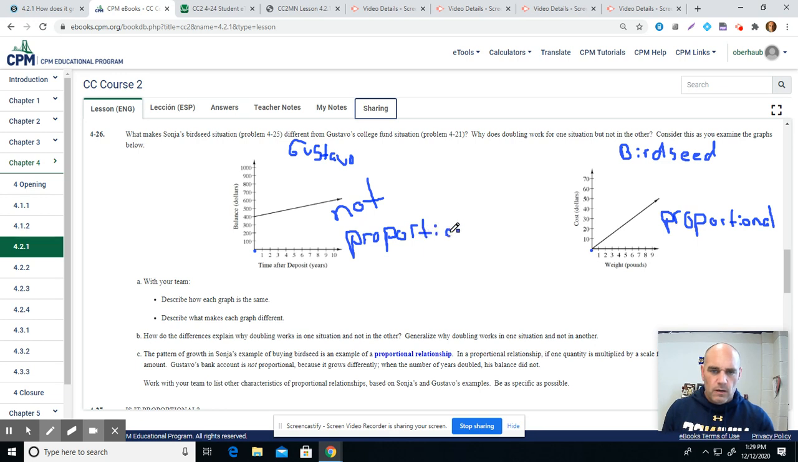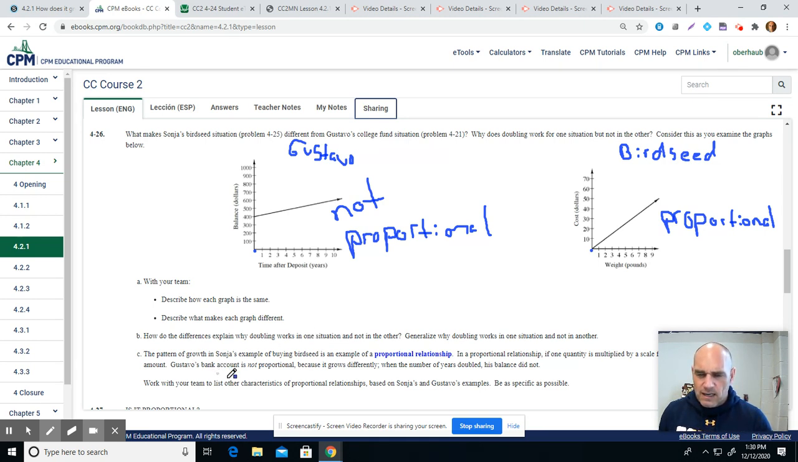Proportional. All right, it has to start at 0, 0, and it has to be a straight line. This graph doesn't start at 0, 0. All right, it is a straight line, but this is not proportional. And this is why Gustavo couldn't double his years and then double his amount of money, because it didn't start at 0, 0. All right, let's see what else do we have to do.